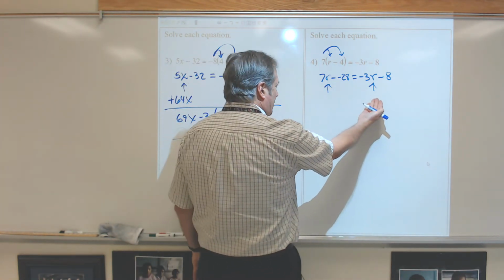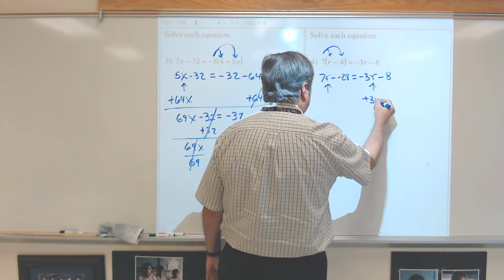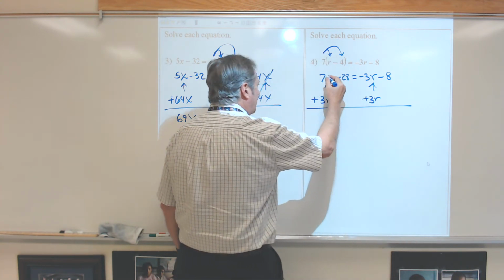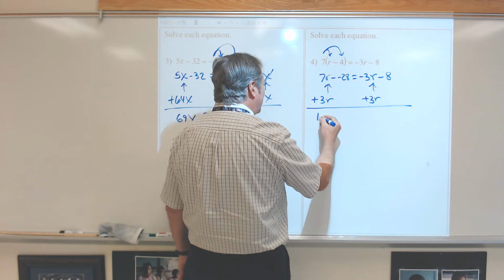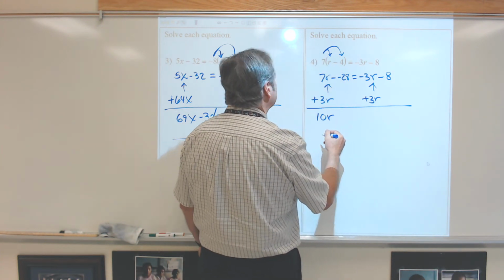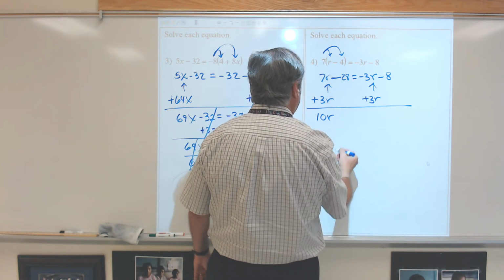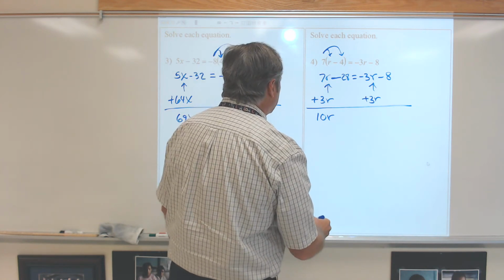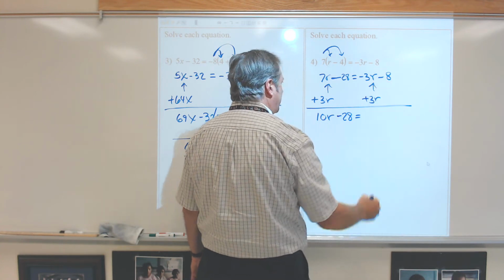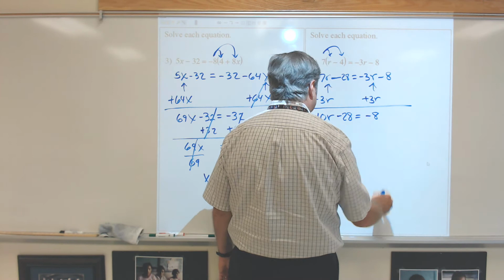So how do I move a negative 3r over to this side? Well, we're going to add 3r to both sides. So 7r plus 3r is 10r. And what do I got here? This should be minus 20. I don't know why I made it so long. All right, so bring down the minus 28 equals negative 3r plus 3r zeroed out, and then we got a minus 8.